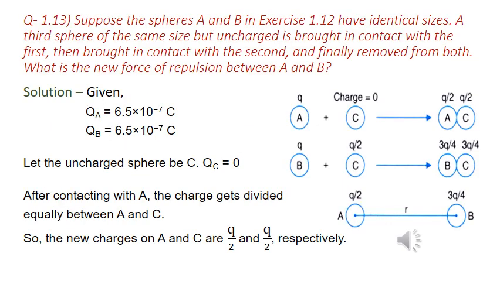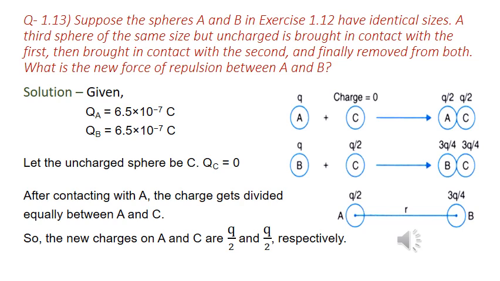Question number 1.13. Suppose the spheres A and B in exercise 1.12 have identical sizes. A third sphere of the same size but uncharged is brought in contact with the first, then brought in contact with the second, and finally removed from both. What is the new force of repulsion between A and B?